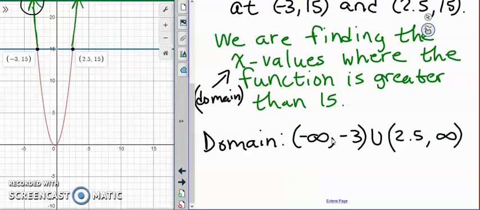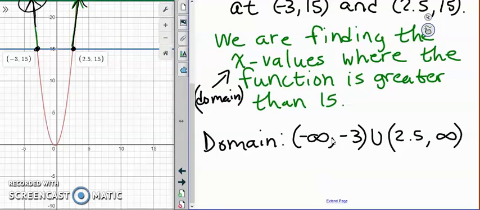And so that's from negative infinity with our arrow, all the way until we get to -3. We do not equal -3. Don't put a bracket there because that's when it equals 15. We're not trying to find out where it equals. We're trying to find out where it's greater than. So therefore, we put a parenthesis there because that's where it equals 15. And then again at 2.5, we put a parenthesis there because that's where it equals 15. But then above that is where it actually is bigger than 15. So that's when we go to positive infinity.